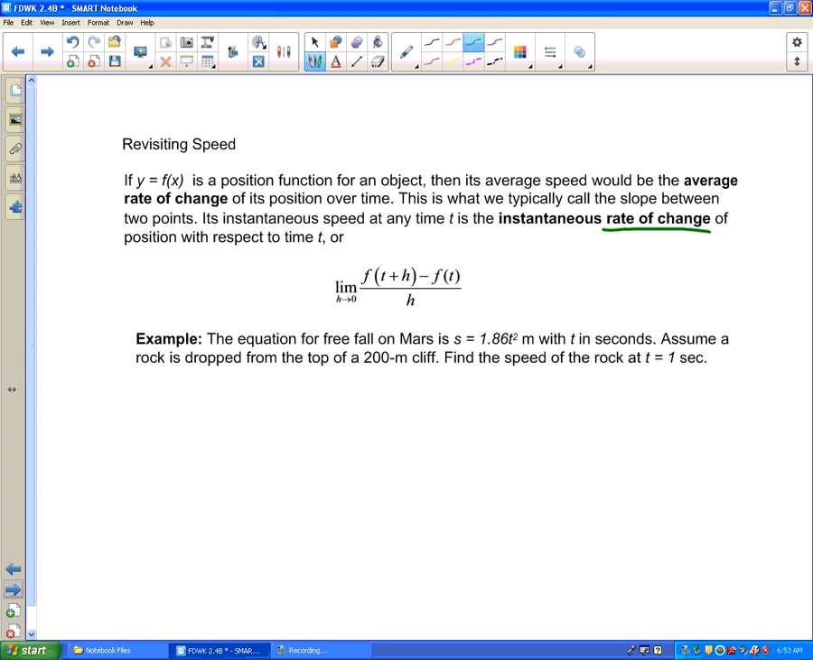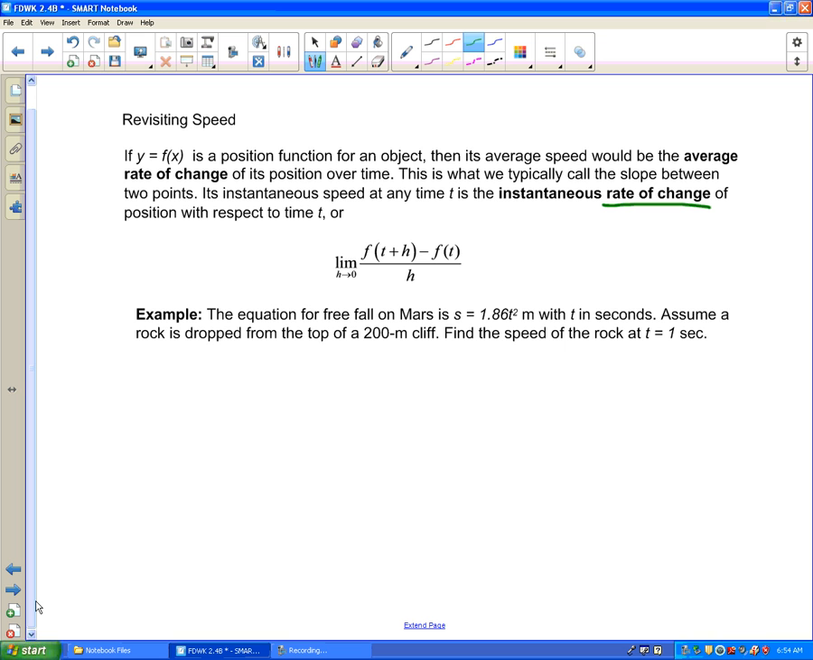So in our example, the free fall on Mars is 1.86 t squared meters with t in seconds. Assume a rock is dropped from a height of a 200-meter cliff. Find the speed of the rock at t equal 1 second. Well, on this particular problem, our function for its height at any time is going to be 200 minus 1.86 t squared.